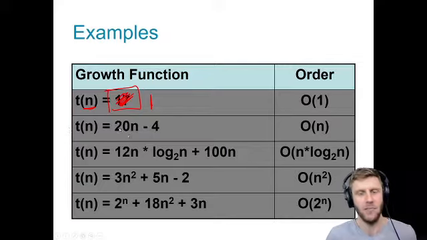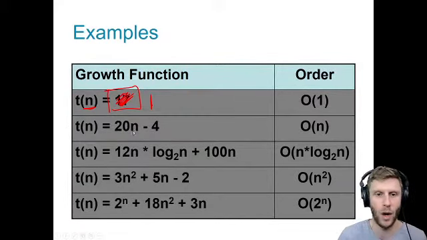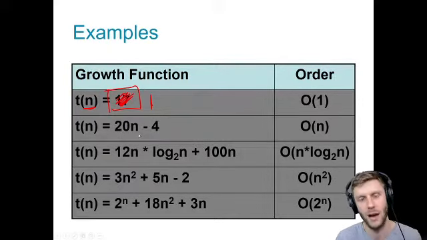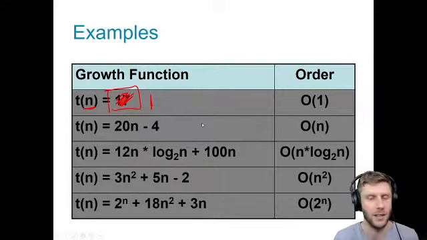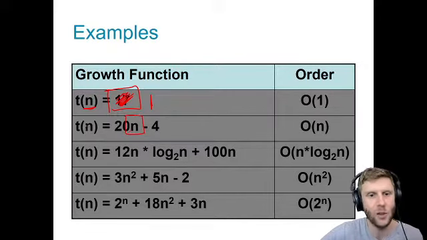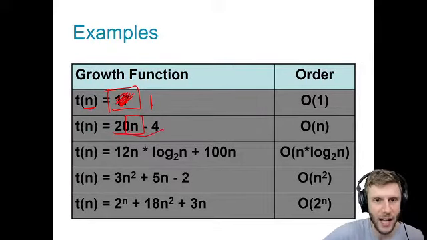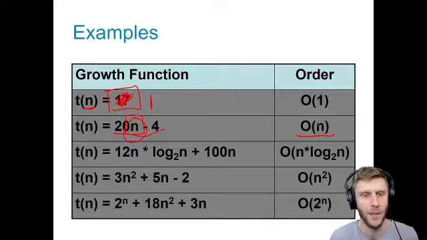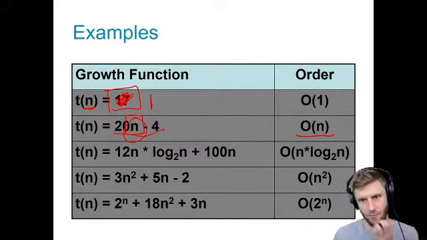Next, T of n is 20n minus 4. Well, here, if n is 1, we have 20 minus 4, that's 16. If n is 100, that's 2,000 minus 4, 1,996, I guess, and so on and so on. And we clearly see that when n grows, this grows proportionally to n. It grows linearly. So in this case, it's order n. If we double n, we double the total amount of work being done.